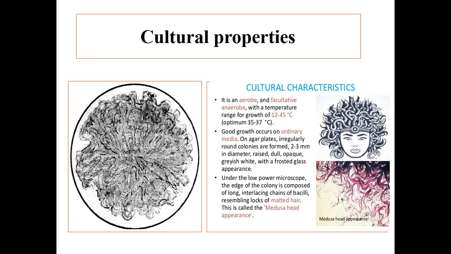Cultural properties: it is an aerobe and facultative anaerobe with a temperature range for growth from 12 to 45 degrees Celsius, optimum 37 degrees Celsius, and good growth occurs on ordinary media. On agar plates, irregularly round colonies are formed, 2 to 3 millimeters in diameter, raised, dull, opaque and grayish white with a frosted glass appearance.